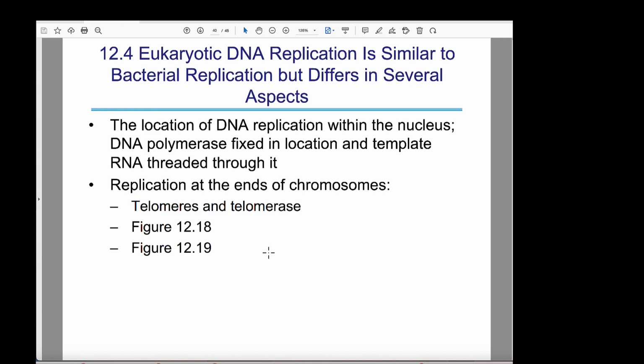And also, I want to point out the location. In eukaryotic cells, because they have membrane-bound organelles, when we're talking about nuclear DNA, replication takes place in the nucleus. In prokaryotic cells, remember there's no membrane-bound nucleus, so replication occurs in the nucleoid region, a dense region in the cytoplasm.